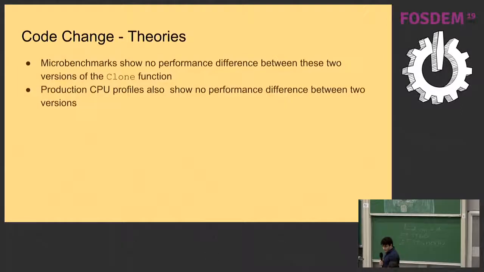So we were trying to figure out what was going on. We ran a bunch of micro benchmarks that showed no performance difference between these two versions of the clone function. Sometimes micro benchmarks lie, but we took flame graphs of both services running in production. And again, it looked like the service was spending the same amount of time in both versions of the code, so we were really confused.